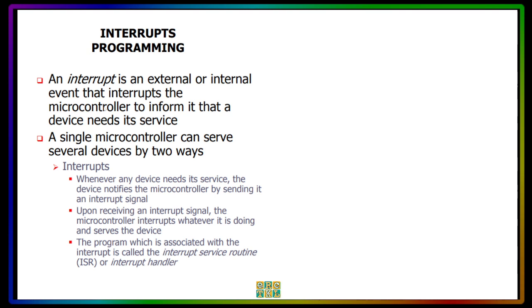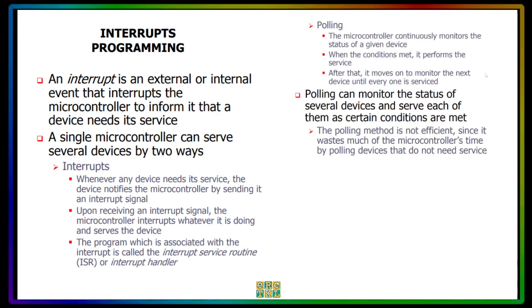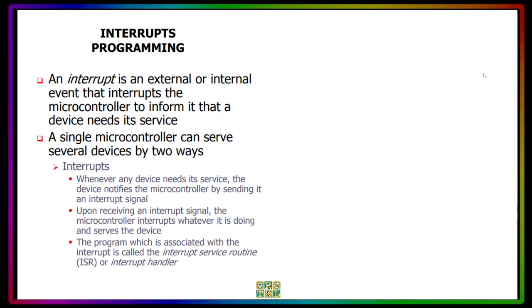needs its service. Now, a single microcontroller can serve several devices in two ways. The first way is through interrupts, and the second way is by polling. Now, for the interrupt method, whenever any device needs the service of the microcontroller, that device will notify or inform the microcontroller by sending it an interrupt signal.